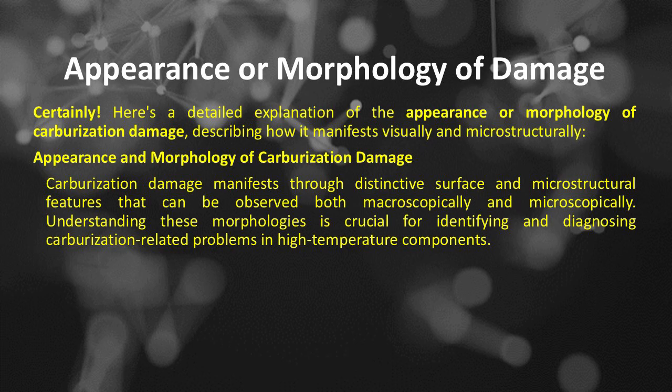Here's a detailed explanation of the appearance or morphology of carburization damage, describing how it manifests visually and microstructurally. Carburization damage manifests through distinctive surface and microstructural features that can be observed both macroscopically and microscopically. Understanding these morphologies is crucial for identifying and diagnosing carburization-related problems in high-temperature components.